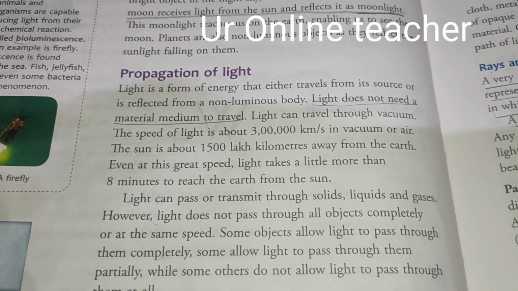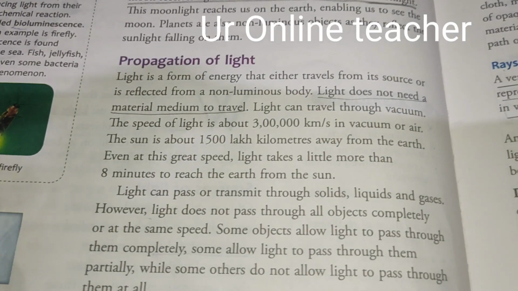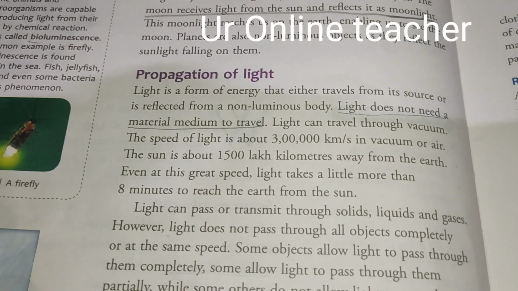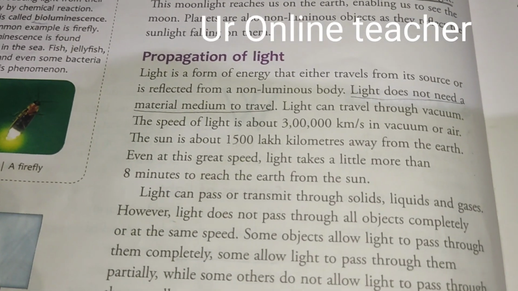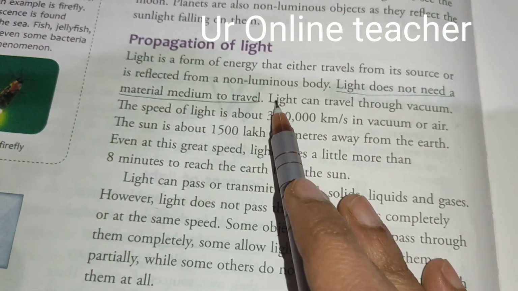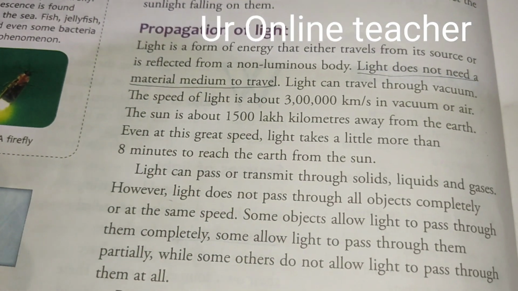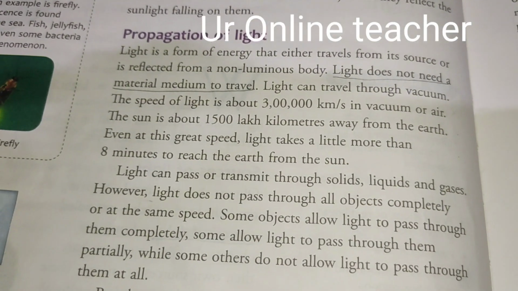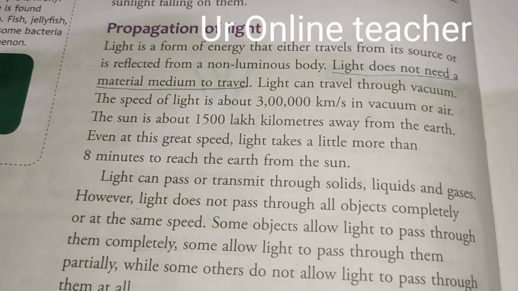Next, how does the propagation of light take place? What do you mean by propagation? Traveling. Propagation means travel. How does light travel? It is a form of energy. It travels from a source or it reflects from a non-luminous body. Light does not need any medium to travel. Light can travel even in a vacuum. What is a vacuum? Where there is no air.